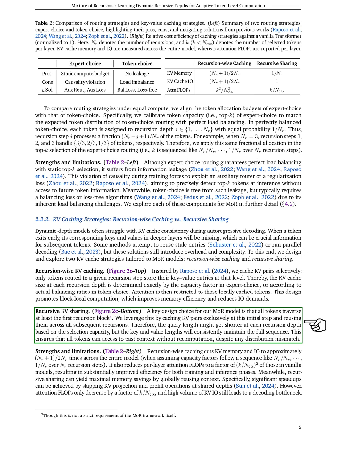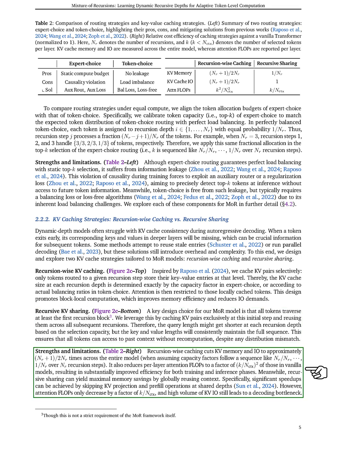Regarding strengths and limitations, recursion-wise caching significantly reduces KV memory and input-output across the model. It also lowers per-layer attention computations, leading to improved efficiency during training and inference. Meanwhile, recursive sharing maximizes memory savings by reusing context globally, allowing for faster processing by skipping certain operations. However, attention computations only decrease slightly, and high KV input-output can still create a decoding bottleneck.